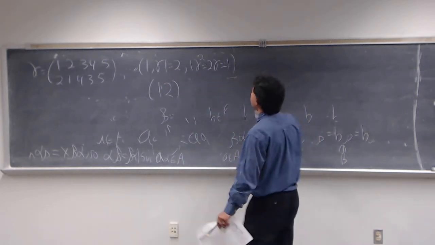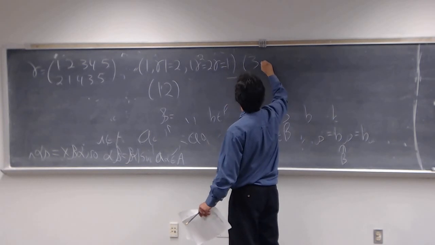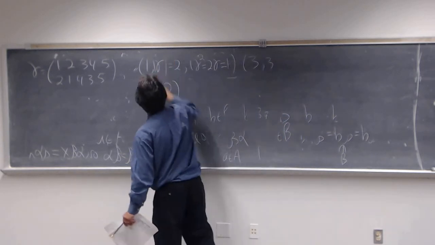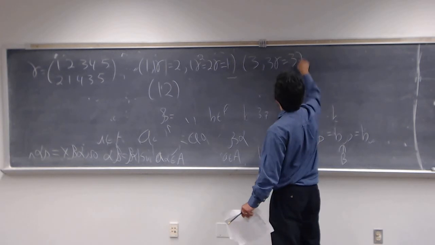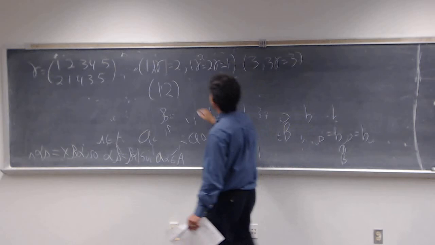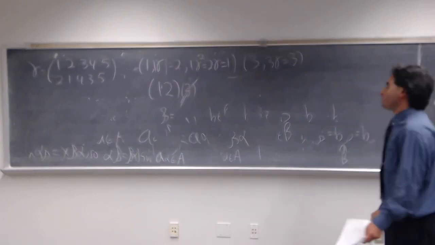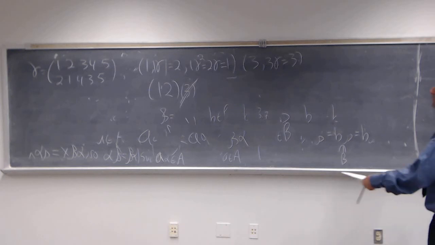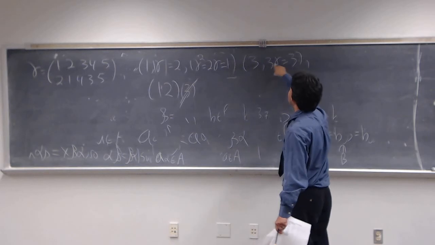Then the next set would be 3. So we have 3, and then we look at gamma of 3 would be just 3. So 3 goes to 3, we just write a 3 here as a disjoint cycle. But usually, unless it's the identity, which fixes everything, we leave off the 3. Why put it there? If we don't see a number, then we know that number is mapped to itself by the permutation. So that's a third orbit. That's the orbit of 3 under gamma.